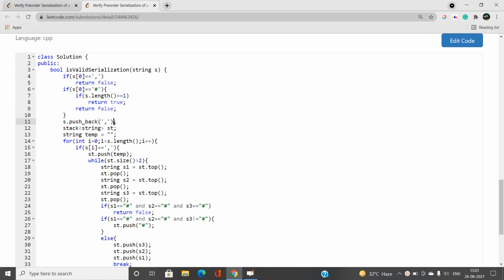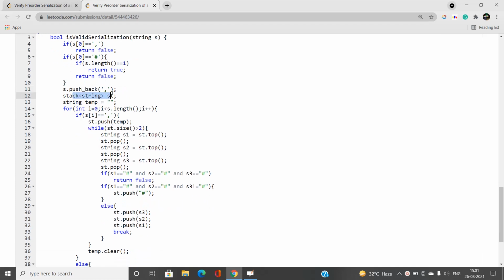Maintain the stack of strings. You can also maintain the stack of characters, but I have used the stack of strings. And initialize your temporary variable as empty. Why are we initializing this temporary variable and what is the use of it? The temporary variable extracts the substring between two consecutive commas. Consecutive commas means two commas which come one after another; this temp is going to store the substring that is lying between them.